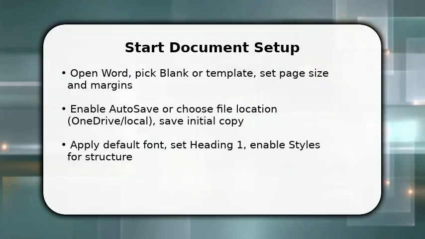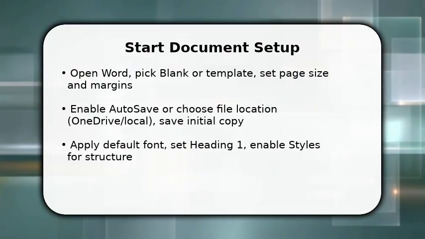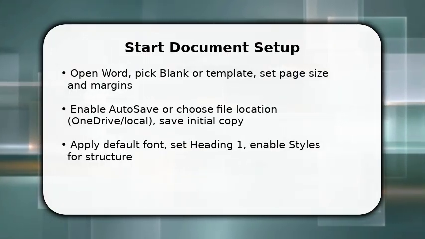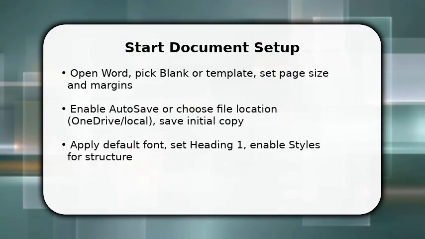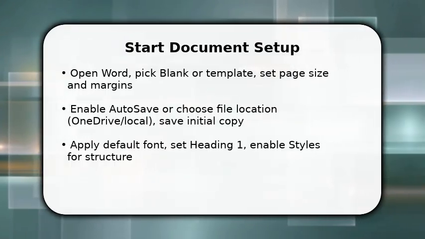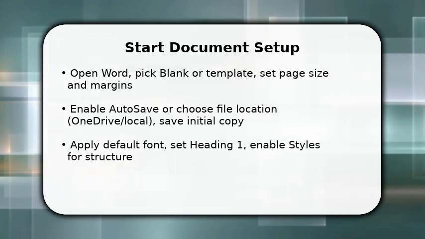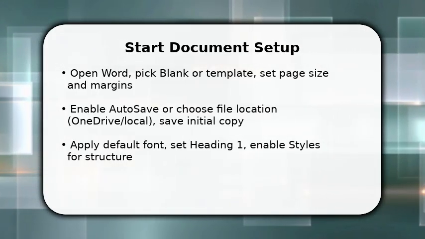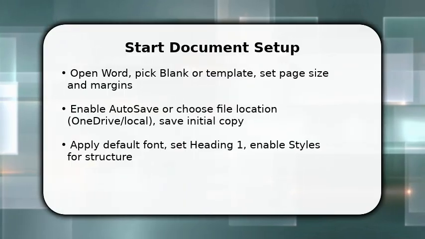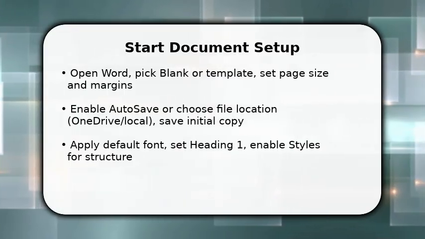You start by opening Word and choosing a template or blank document so you can work fast. First, set page size, margins, and default font. This saves time later. Next, enable autosave or set file location to OneDrive or a local folder so you don't lose progress. Once done, add a clear title with heading 1 and insert a document outline.